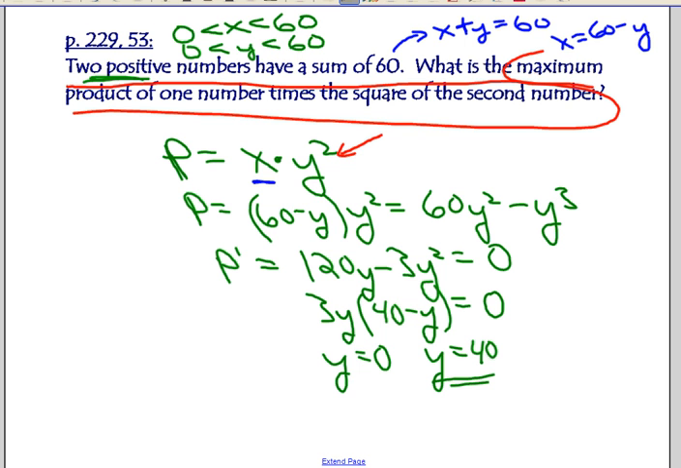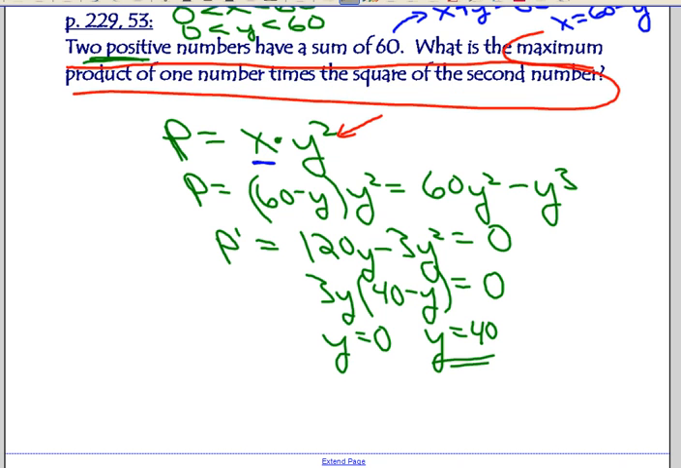All right, is that truly a relative max? We have two critical points. Don't know if they're maxes or mins. And technically, let's see, is 0 a positive number? No, 0 is not a positive number. So technically, that's not really a critical point either.